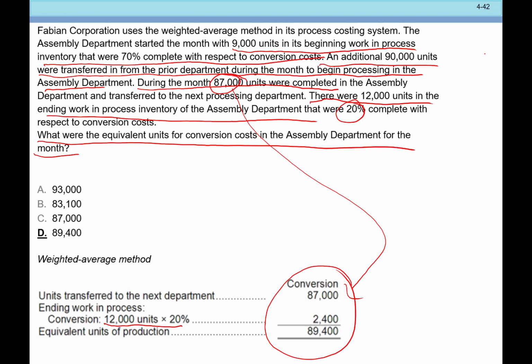What if they didn't tell you the units transferred out? Can you figure it out? Say they don't give me that 87,000. The way I would do it, beginning is 9,000, they told us. They added an additional 90,000 units. Now, apparently in this problem, there are at least 3 departments: the one before the assembly, and apparently at least the one after. You don't have to have 2, but we've got 90,000 that were transferred in. I'll put TI there. That gives me 99,000 units available.